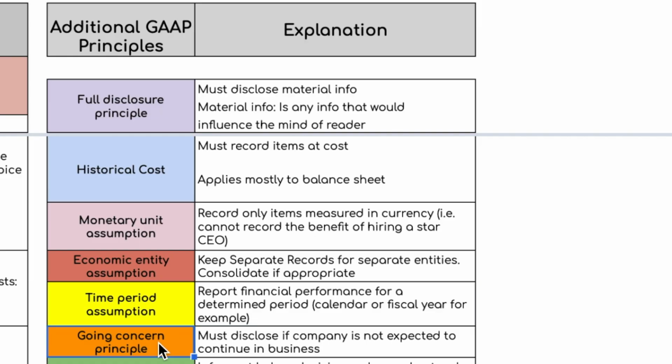And then you have the going concern principle, and this is basically saying that any reader of the financial statements will assume that the company will continue indefinitely unless you disclose otherwise, right? So if you have any reason to think as an accountant that the company is not going to continue indefinitely, you need to be disclosing that in the footnotes of the financial statements and make it clear that there's a going concern issue for this company, right?